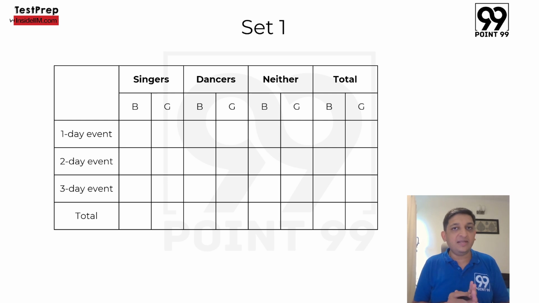And again we have a total at the bottom, because we know how many singer boys are there, how many girls are singers, how many boys are dancers, how many girls are dancers, and so on. So now we will just have to put some data from the first slide that we had, and then we will move on to the second set of information that has been given to us.